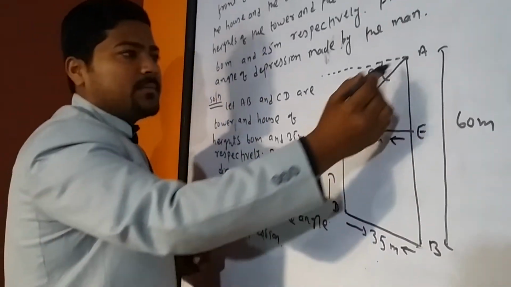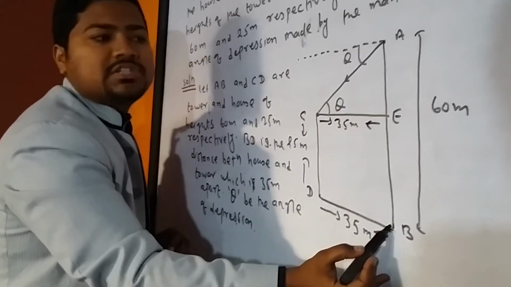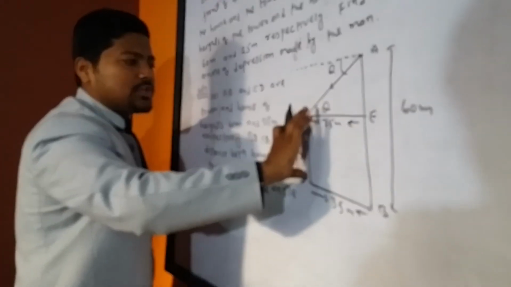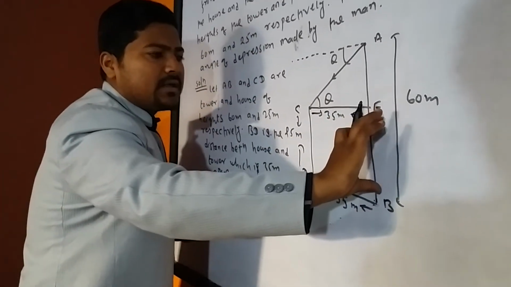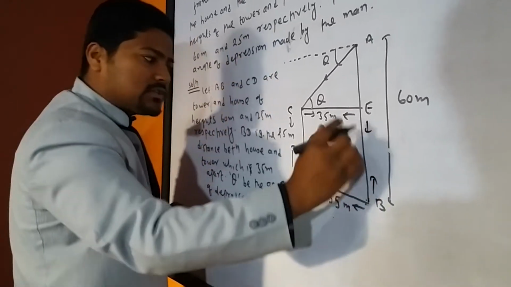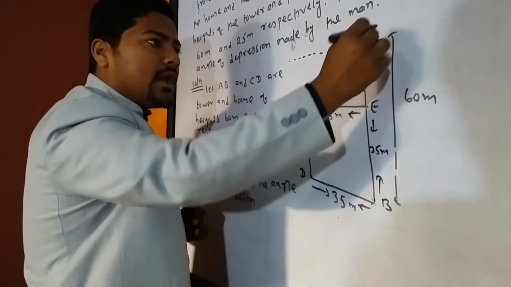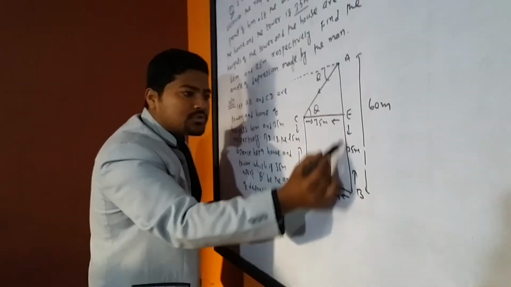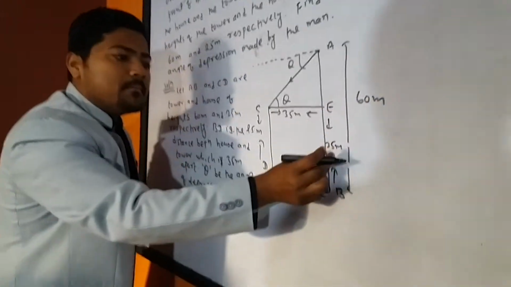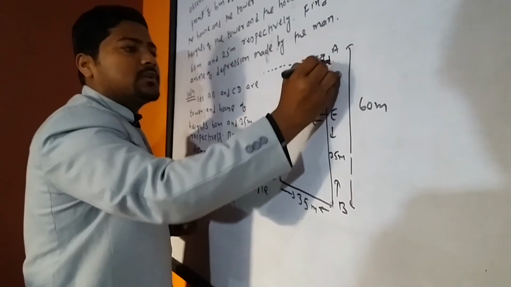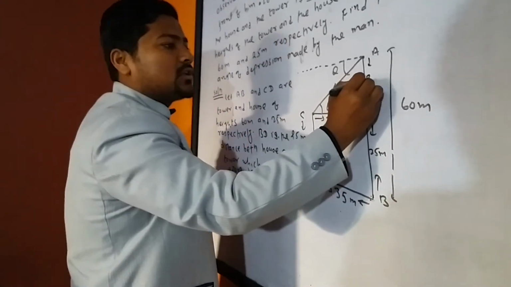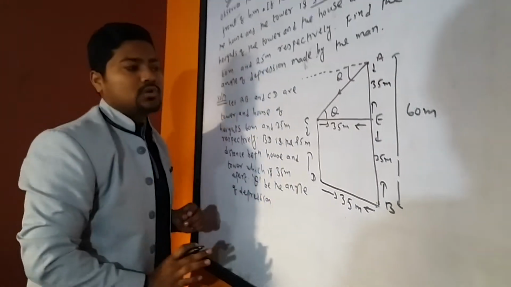Now AB is equal to 60 meters, given. And CD is equal to 25 meters. Then this is also 25 meters or not? Yes. From the total 60 meters, if you subtract 25 meters, then only AE will come. So 60 minus 25 is 35. So AE is equal to 35 meters.